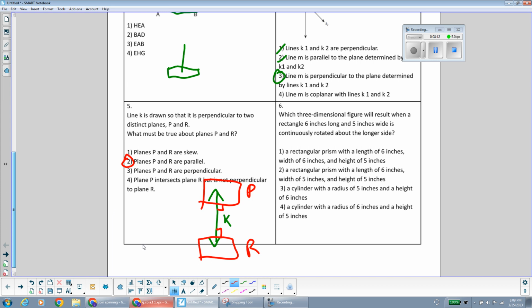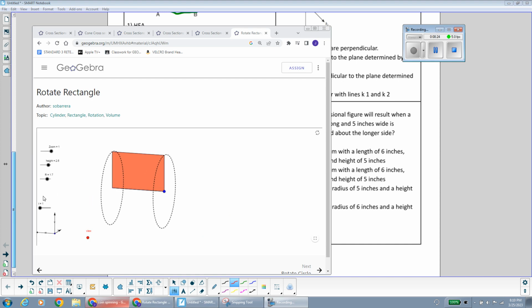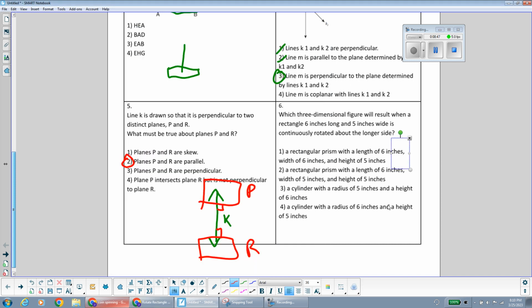6. Which three-dimensional figure will result when a rectangle is continuously rotated about the longer side? Just to illustrate this a bit better, when you have a rectangle and you rotate it or spin it really, really fast to make a 3D shape, it becomes a cylinder. And you can think about a piece of paper. If you take a piece of paper and you fold it around one of its edges, it will be a cylinder. So a rectangle will always become a cylinder. So I'm going to eliminate choices 1 and 2 because that's talking about a rectangular prism, but that's not what a rectangle becomes when you rotate it.